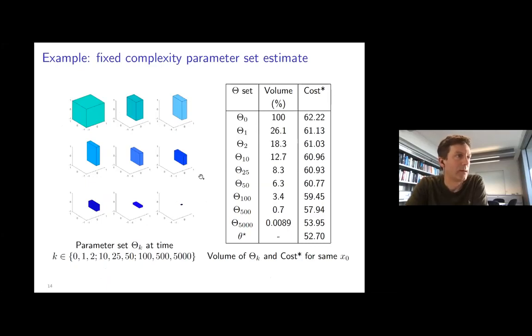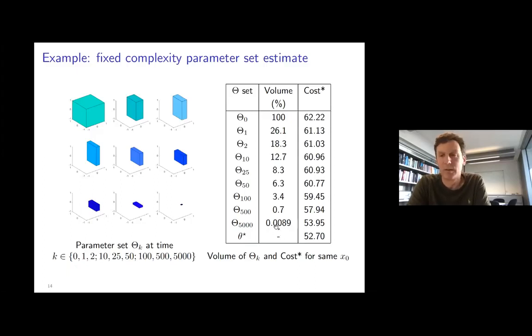Okay, so again, another example showing you how this works in practice. This is a low complexity, fixed complexity parameter set. In this case, it's just a hyperrectangle, and you can see how the volume is decreasing over time. And the interesting thing to note here is that we get quite quickly to a much smaller volume. So after 10 steps, we've reduced the volume by 90% or so. It takes a very long time to get to a very small parameter set.